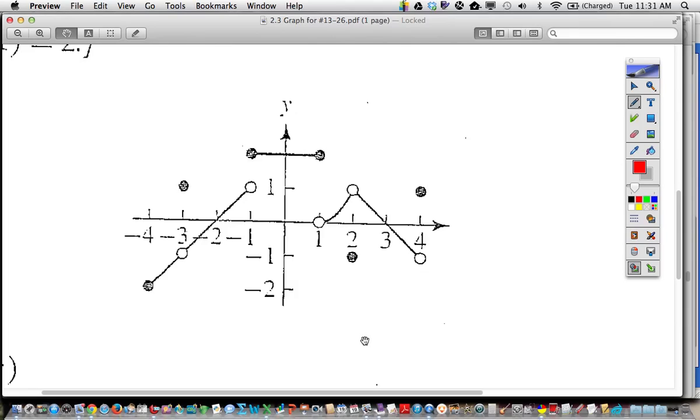There's no output at -3. So there can't be a hole at -3. There's a limit, but there's no output, so it fails number 1. No output. Okay, this one, the limit does not exist.